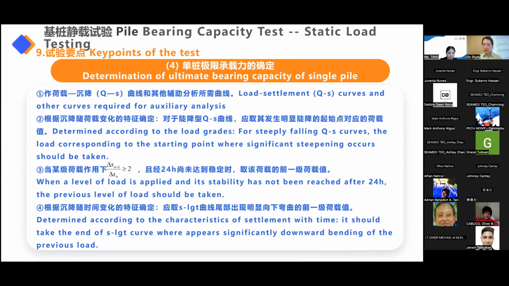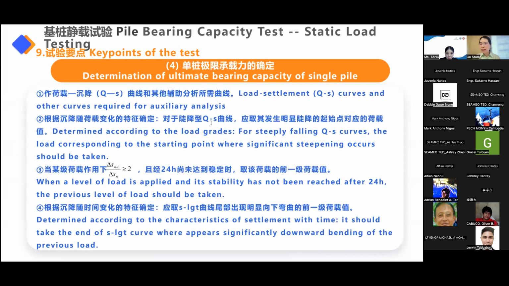Regarding your question about what should be taken into consideration for the settlement between these 2 types, the sandy one and the silty soil: as per the presentation just now, the settlement shall be based on their Q-S lines. For the sandy soil, it is shown as a steeply falling Q-S curve, and the silty soil will be shown as a slowly varying Q-S curve. Thank you for this question.